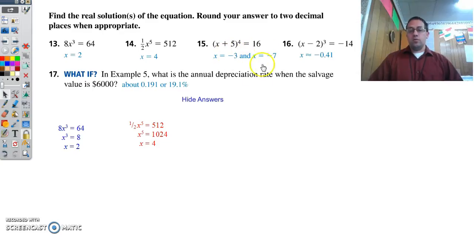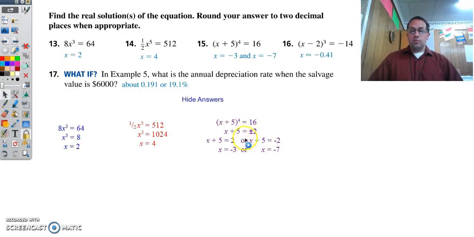And on 15, we see, oh no, we've got an even exponent, which means we are going to have 2 solutions. So here they are. All right, first we've got to get rid of that exponent, so we're going to take the 4th root of both sides. So the 4th root of 16 is going to be positive or negative 2, because it's even, so we're going to have both of them.